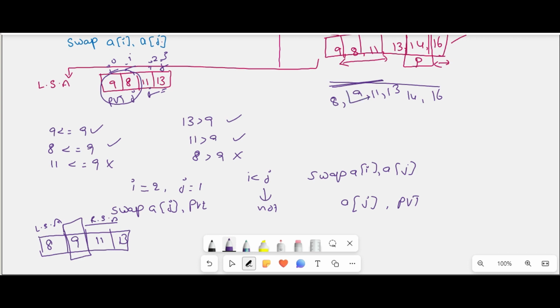So here 9 is the pivot element. If you observe, 9's left side has lesser elements and 9's right side has larger elements. This is the sorted array. So finally, what is the sorted array? The sorted array is 8, 9, 11, 13, 14, 16. This is the sorted array by using the quick sort technique.